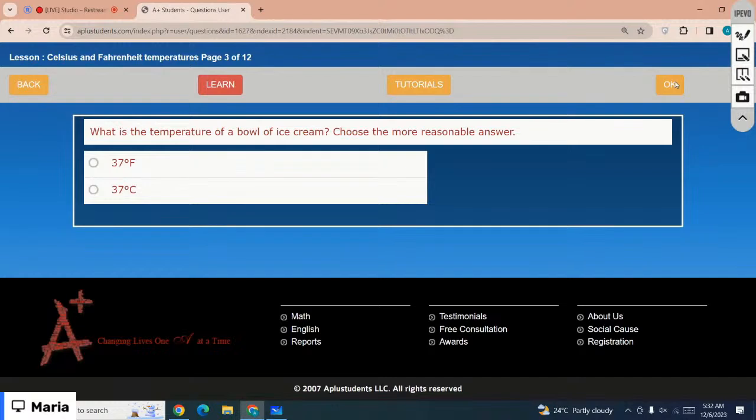Okay, what is the temperature of a bowl of ice cream? Choose the more reasonable answer. Is it 37 degrees F or 37 degrees C? Which is the correct option? That is a bowl of ice cream, right? That would be 37 degrees F. The correct option is 37 degrees F.